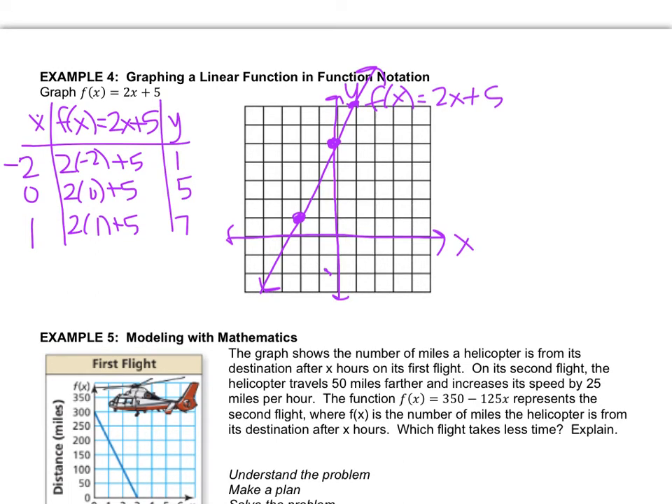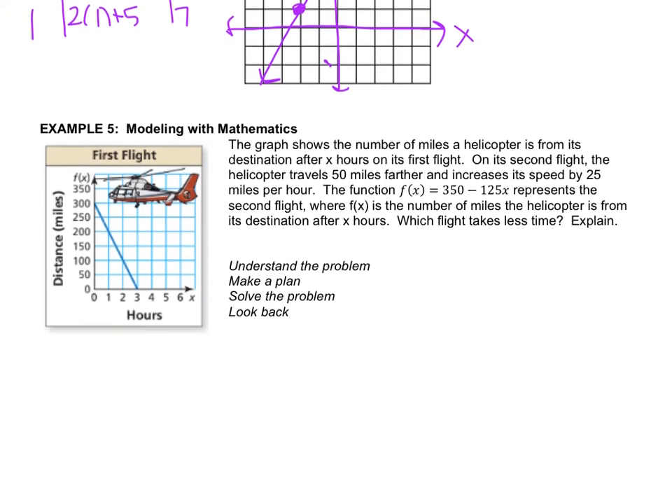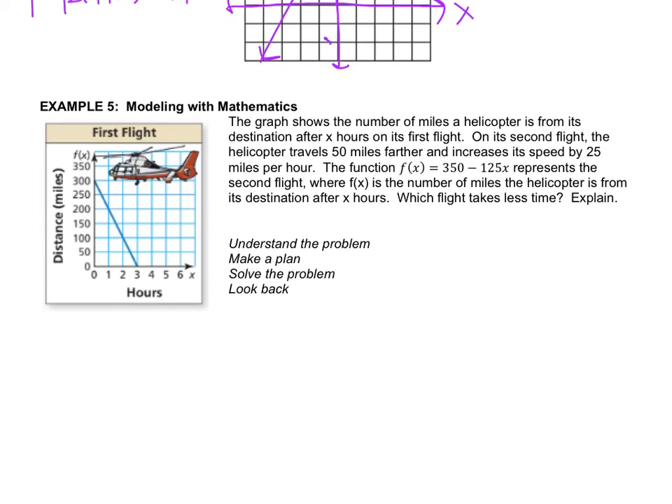All right, last example. Pause the video, read the story, and then press play when you are ready. All right, so I circled and underlined the step number 1, which is understand the problem. We have the graph of the first flight and an equation of the second flight. And what they want us to do is to compare the flight times to determine which flight takes less time. The plan that I want to do is to take this equation, make a little chart, plug in some values, and I want to graph it on this grid.